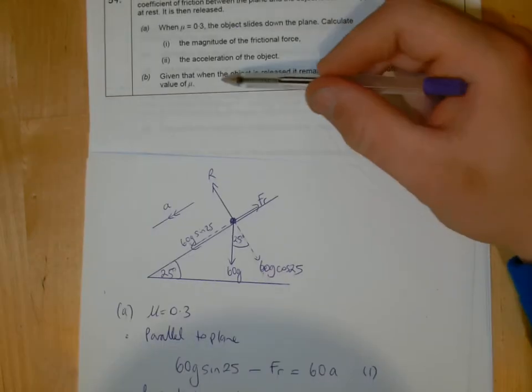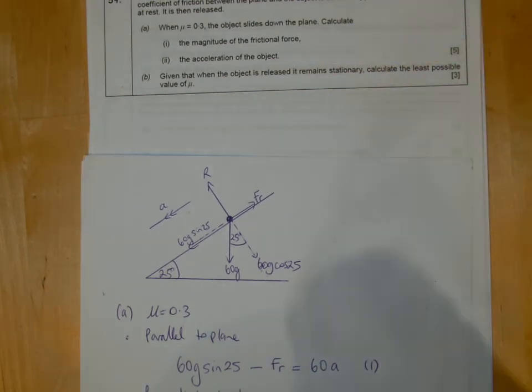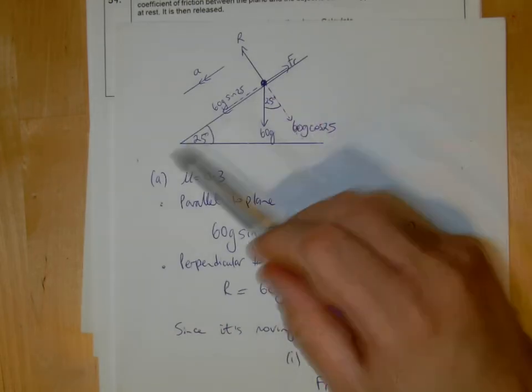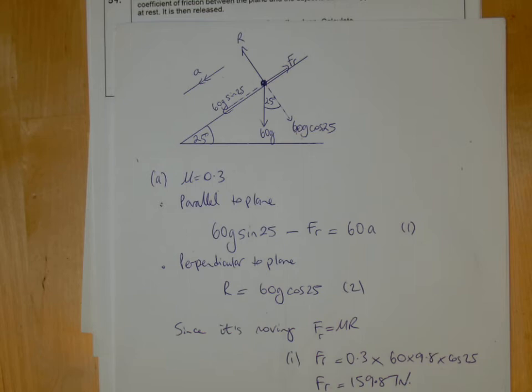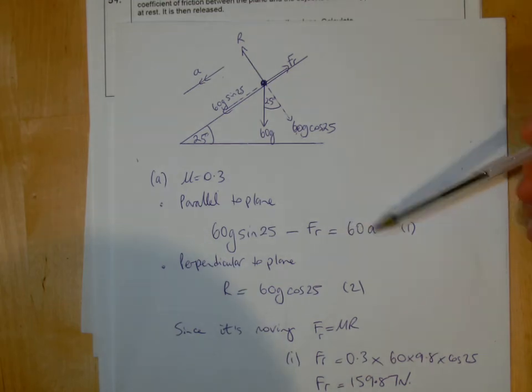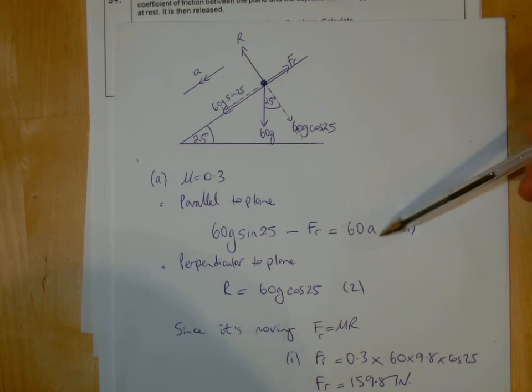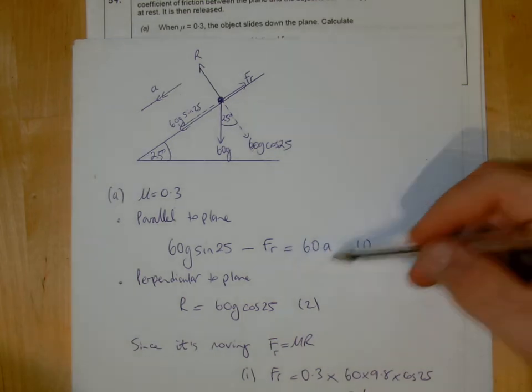In part B it says, given that when the object is released it remains stationary, calculate the least possible value of mu. In part A it started to move, but if it was stationary, what could we say about mu? If it was stationary, in equation 1 you'd have the acceleration be 0, because it's not moving. So straight away we could work out what friction would be.